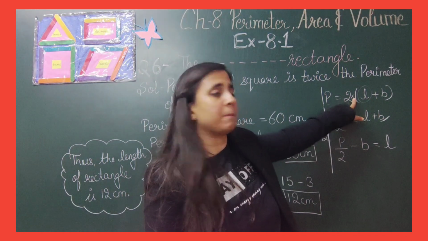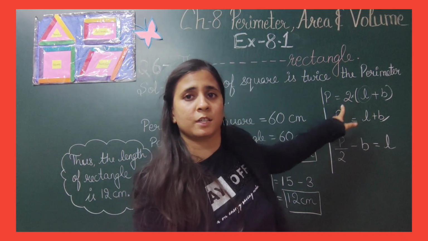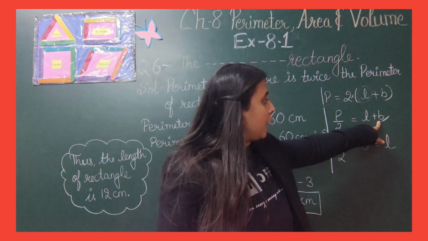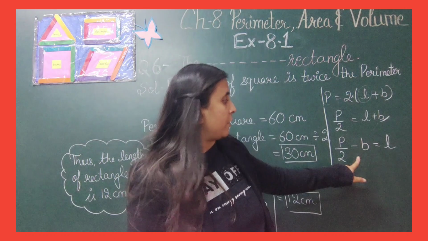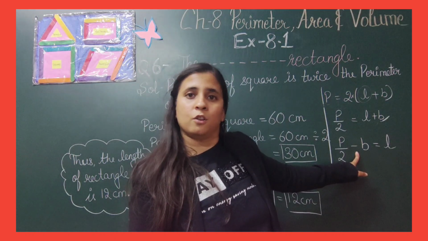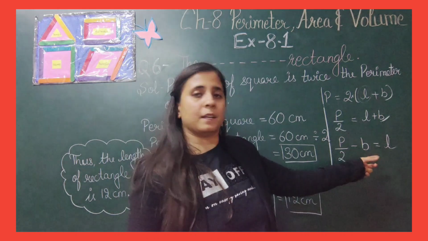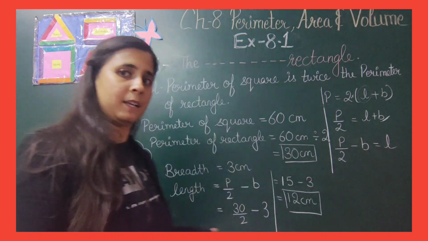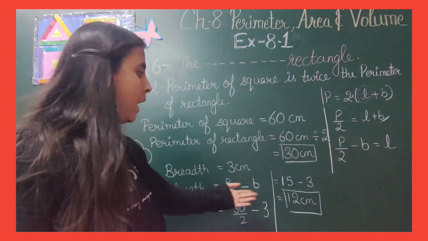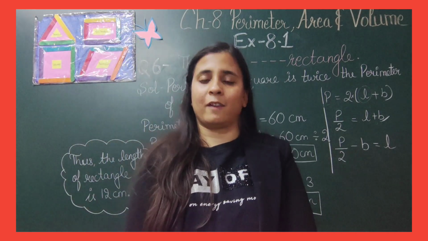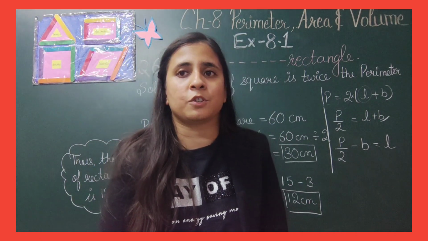Now when 2 is being multiplied here, if I change its place, it will be divided. Breadth was added here, if I change its place, it will be subtracted. So length becomes perimeter divided by 2 minus breadth, and we applied the same in our solution and we got the length of the rectangle. Alright, I hope you all have understood this.